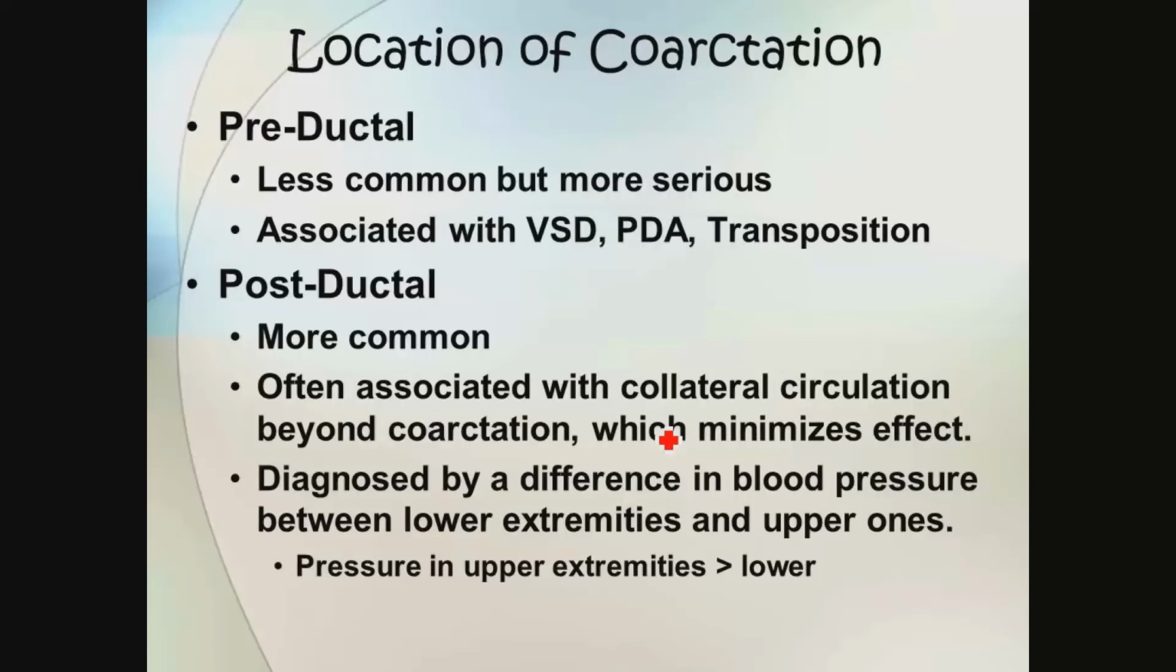Which means that you have to have some other collateral circulation present beyond the coarctation to reduce the amount of blood flow problems that you end up seeing.